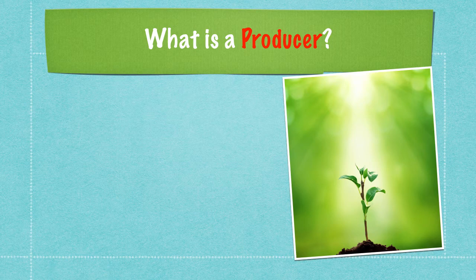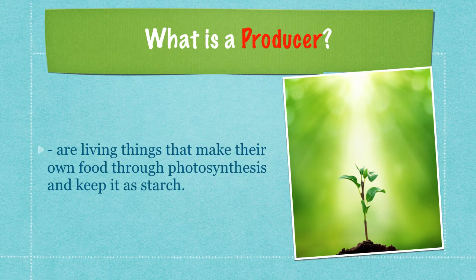Next. Question. What is a producer? Do you have any idea what a producer is? Producers are living things that make their own food through photosynthesis and keep it as starch.